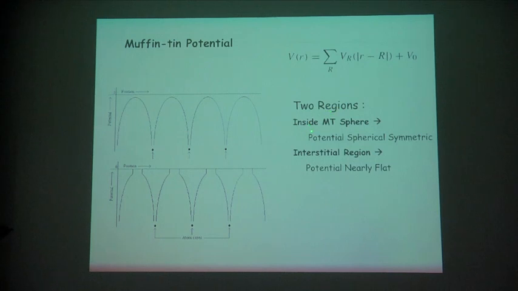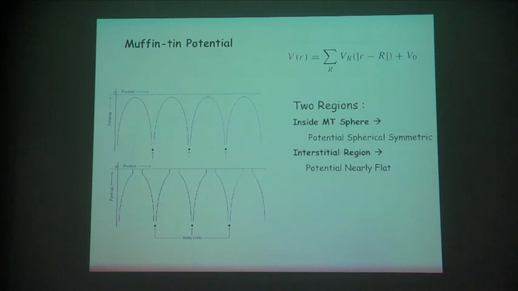One is called inside the muffin-tin sphere. Actually, this is all in 3 dimensions. And another is the interstitial region where the potential is nearly flat. So in one region the potential is spherically symmetric, in the other region it is nearly flat. So now you are trying to describe the unit cell with two different kinds of basis set.